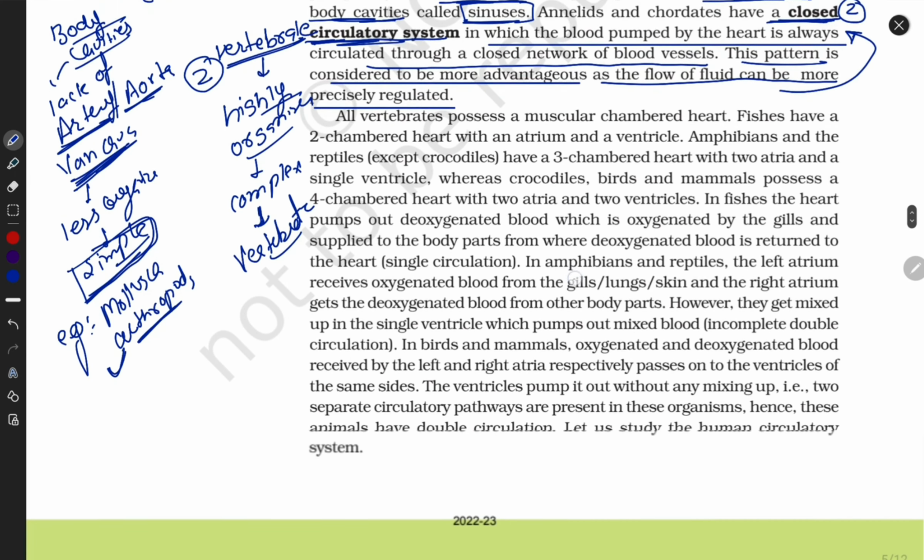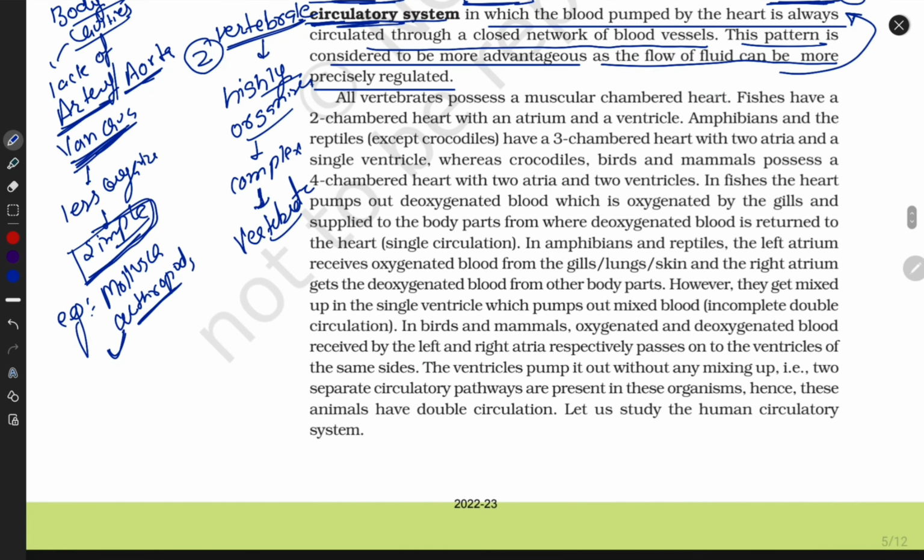Now let's discuss the heart. Let's start a brief discussion about the heart. It is a muscular chambered organ. The first point about the heart: it contains chambers. Some animals contain one chamber, some animals contain two chambers, some animals contain three chambers, and some animals contain a four chambered heart. Let's read one by one.